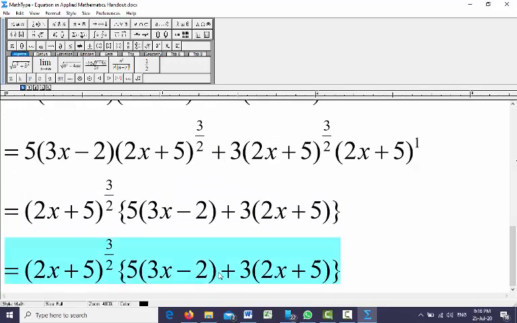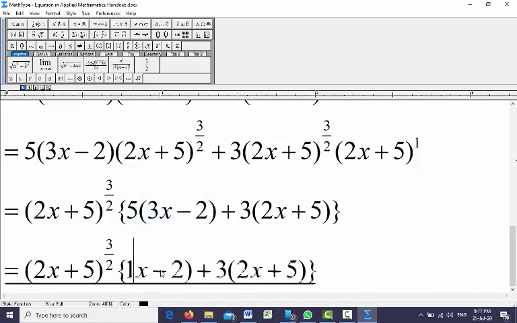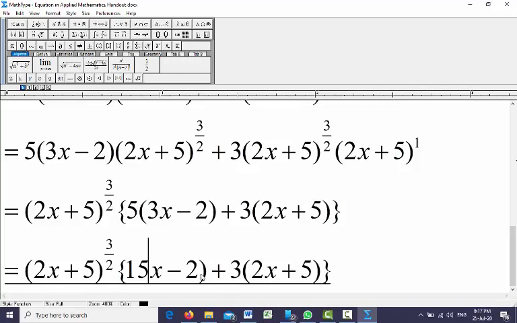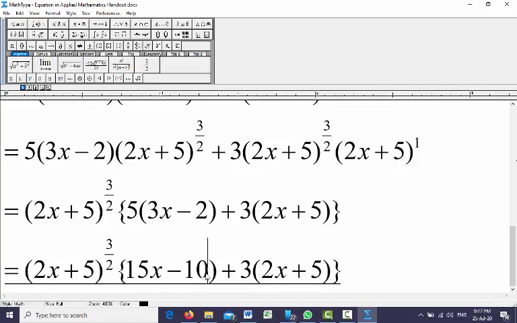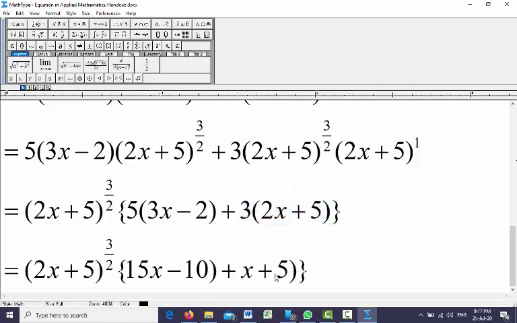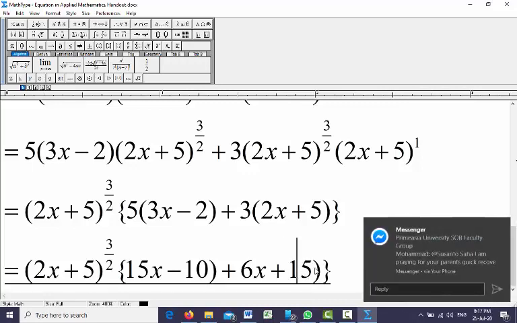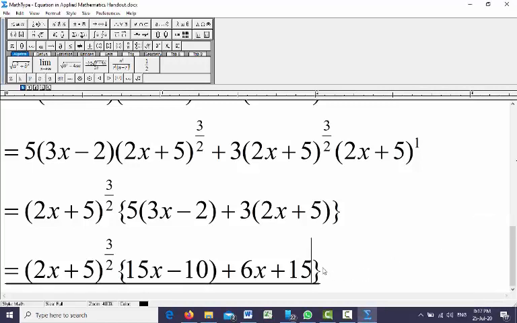So let us multiply this. So we will have 5 multiplied by 3x, so that means we will have 15x minus 5 multiplied by 2, that means we will have 10. Now let us multiply this one with 2x plus 5, so that means we will have 6x plus 15. We will have 6x plus 15, right?